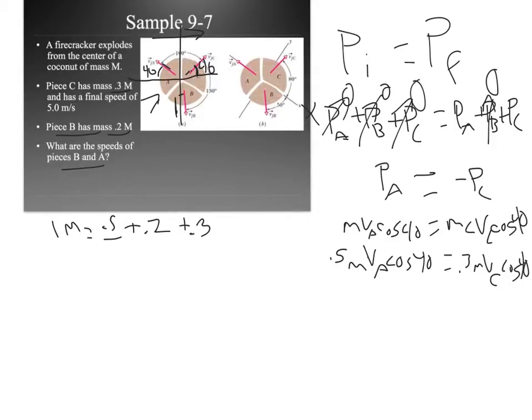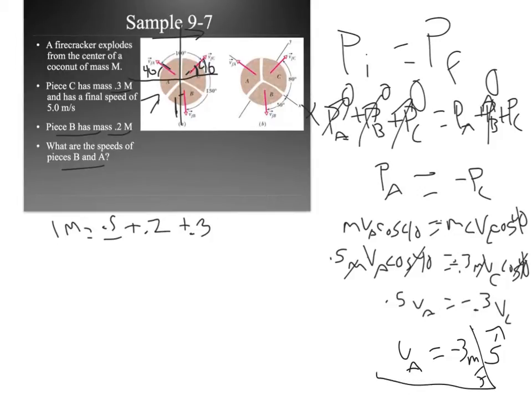Since cos 40 and cos 40 are the same, they drop out. The m's are going to drop out. And so 0.5 VA equals, and this should be negative right here, negative 0.3 VC. If VC is 5, go ahead and solve for VA. So that's going to give us velocity of particle A of negative 3 meters per second. Okay, so that's the speed of one of the particles.